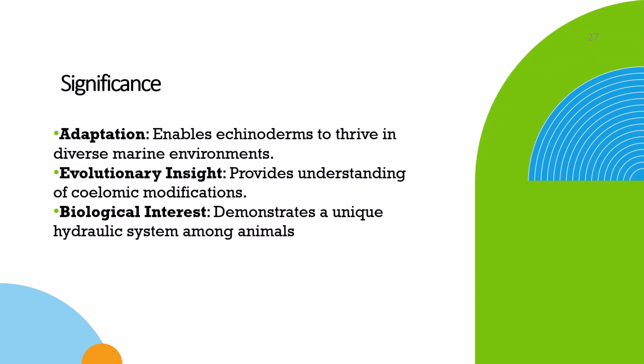What is the significance of this water vascular system? Adaptation: it enables the echinoderm to thrive in diverse environmental conditions. Second is evolutionary insight, which provides an understanding of coelomic modifications. And biological interest: it demonstrates a unique hydraulic system among animals. That is why I said it is a very important topic in echinoderms, a unique system called the water vascular system, also called the ambulacral system. In examination, if they ask a question like this, describe the ambulacral system of echinoderms, then you can write all this.